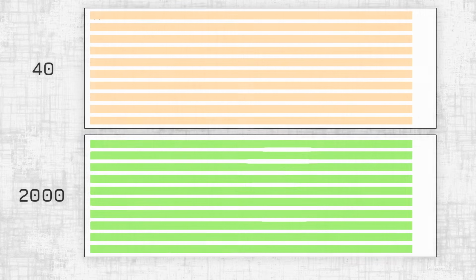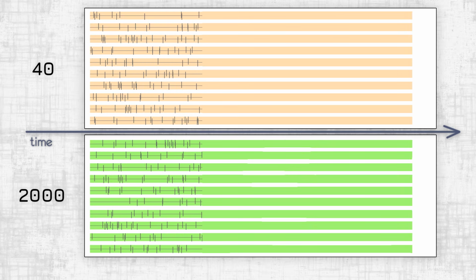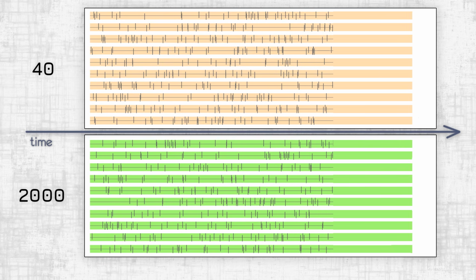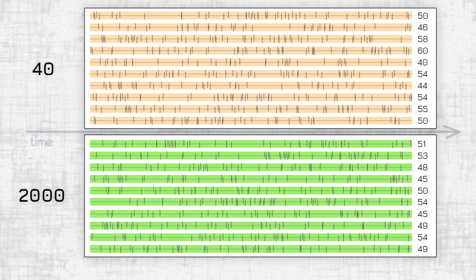I took a larger neutral segment and simulated enough generations for 50 mutations to theoretically become fixed. I ran 10 experiments each with populations of 40 and 2,000 organisms. This means the population sizes differ by a factor of 50. On the timeline, I marked the times when fixations occurred. As you can see, the number of fixed mutations is independent of population size.